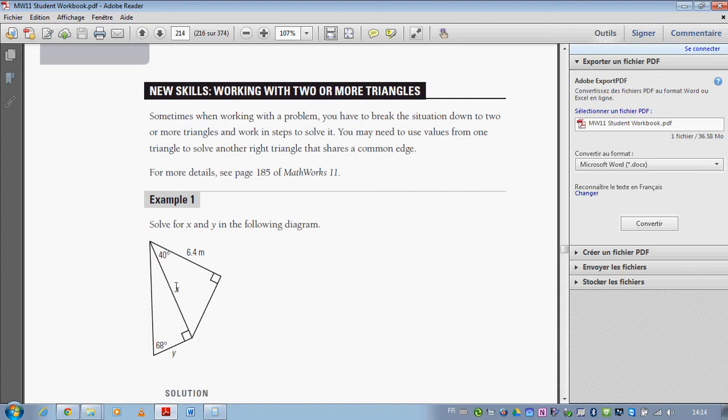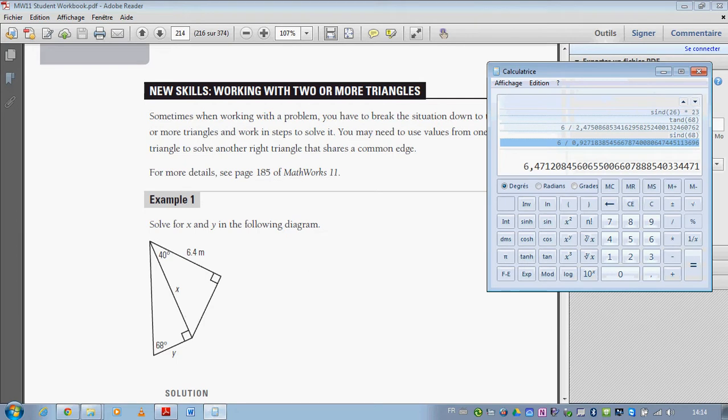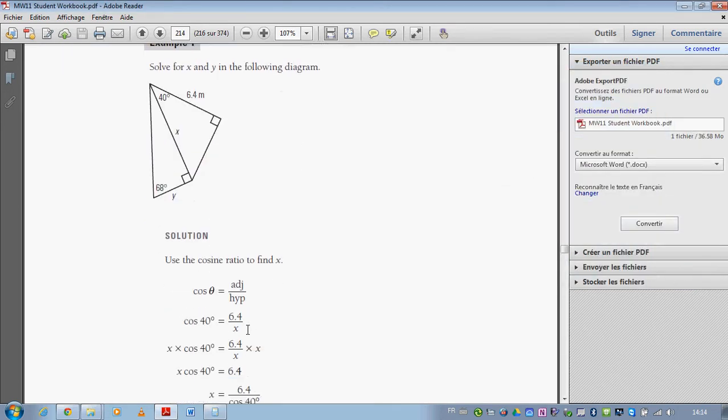Solving for x is pretty straightforward because here you've got this angle, you've got the adjacent side to that, and therefore your x is the hypotenuse. So you are using the cosine ratio. Cosine of 40 is equal to 6.4 divided by x. Okay, so there you go. Cosine of 40 is equal to 6.4 divided by x.